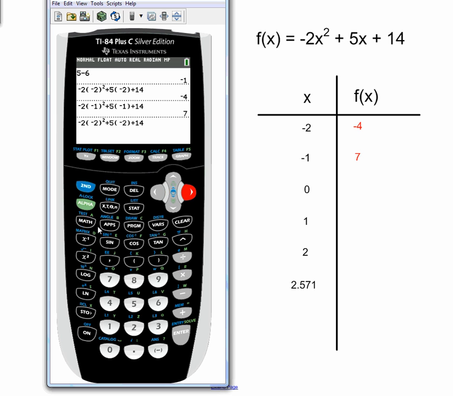I think what I'm going to do in the next video is show you how we can use the function capabilities of your calculator to really access the power that we have. So yeah, tune in to the next video, and we'll learn how to use function mode to enter a table of values in a much more efficient way.